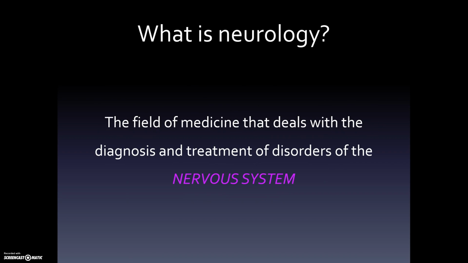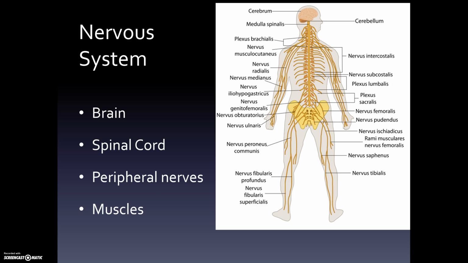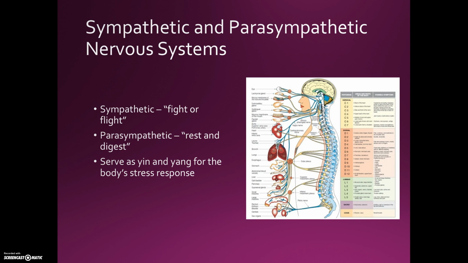So neurology is the field of medicine that deals with the diagnosis and treatment of disorders of the nervous system. And the nervous system consists of the brain, the spinal cord, the peripheral nerves, which connect the spinal cord to the other parts of the body, and then the muscles as well.